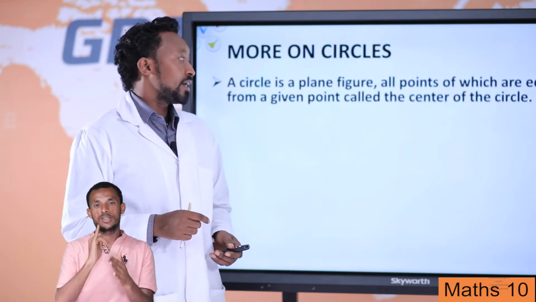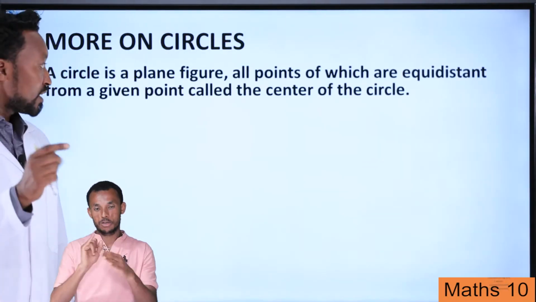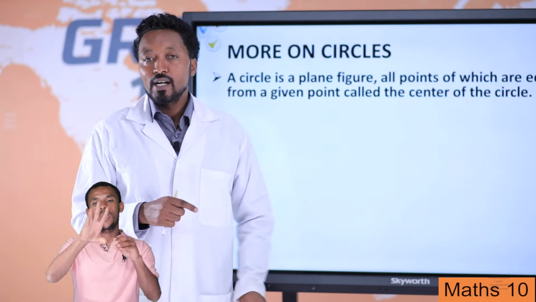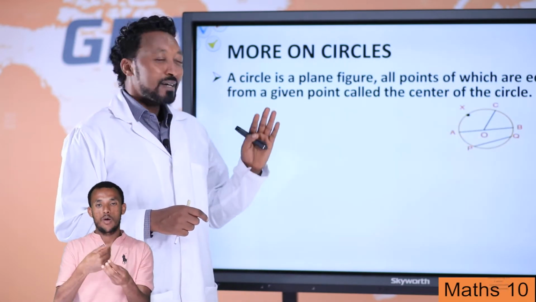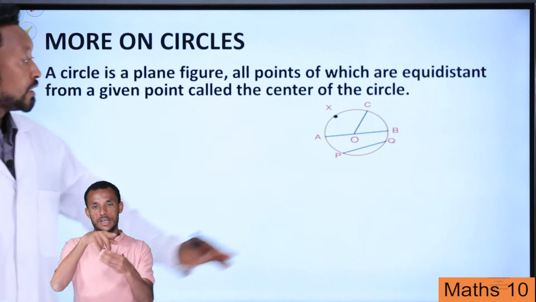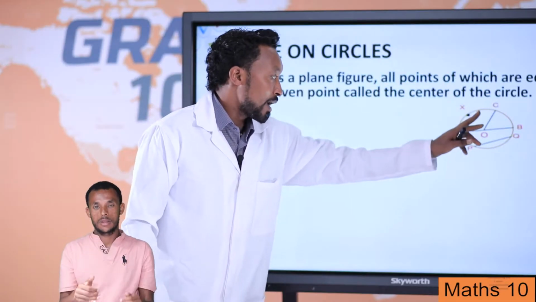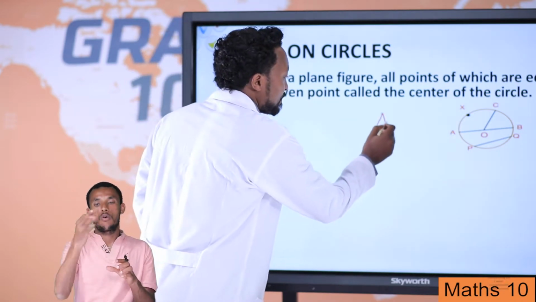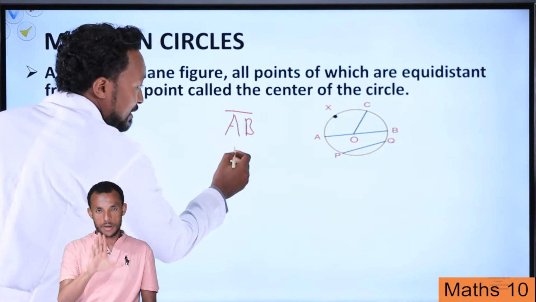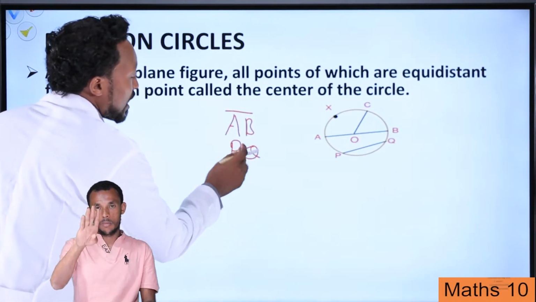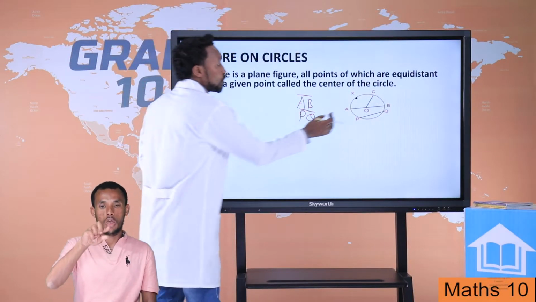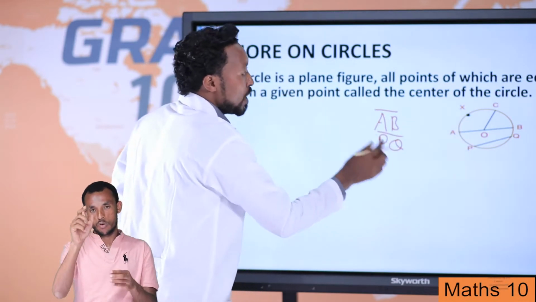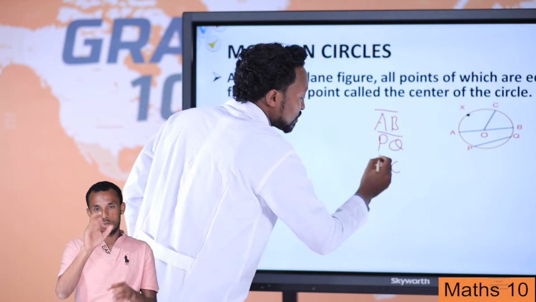What does circle mean here? A circle is a plane figure of all points which are equidistant from one given point, the center. Now the terms related to circles. The line segments AB and PQ are chords of a circle. And OC is known as the radius of this circle centered at O.